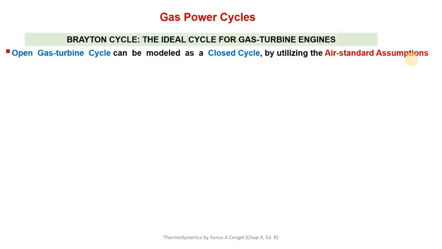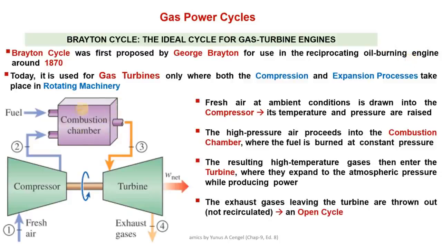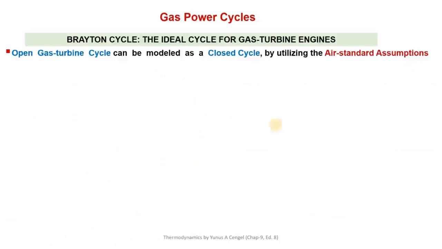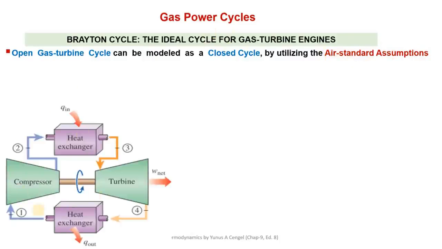So if you remember what we did there, we replaced this combustion process with simple heat addition process, and this exhaust process as heat rejection process. So these are the air standard assumptions which we discussed and studied in the last chapter of Thermo 1. So if you do not remember, just go through those air standard assumptions. So if we apply those air standard assumptions on this ideal gas cycle, now our cycle would look like this one, right? So after applying those air standard assumptions, now it is a closed cycle.